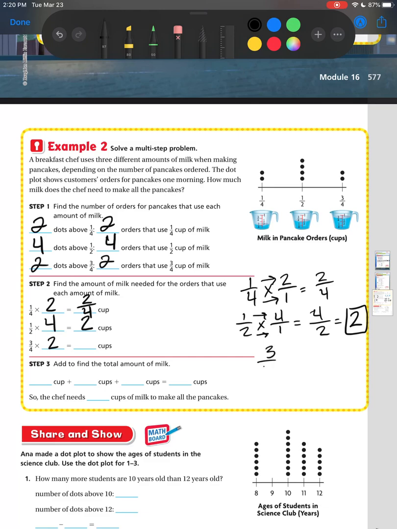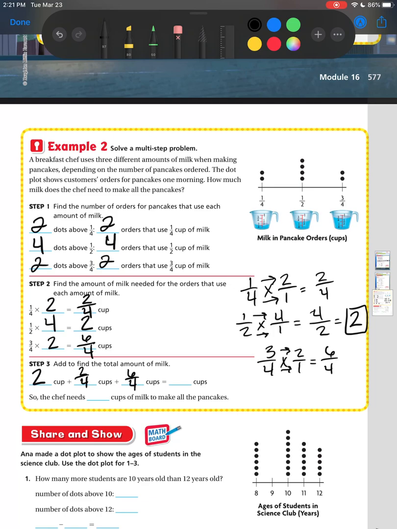And then 3/4 times 2, that's going to be 3/4 times 2 over 1. So we'll do 3 times 2, which is 6, and 4 times 1, which is 4. That's improper, but let's just leave it right now. So we'll do 6/4. Now we've got to add them up to figure out the total, right? So we can do 2 cups plus the 2/4 cup plus the 6/4 cup.